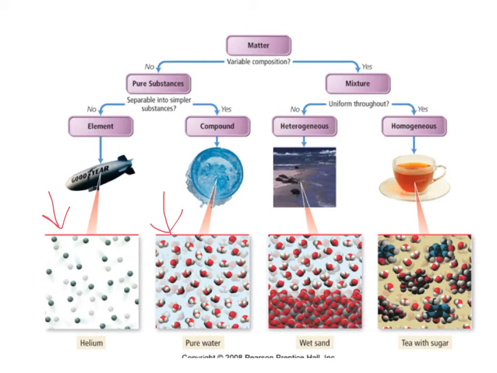So for example, with wet sand, they're showing you water particles mixed with sand particles, and the sand particles are gray. And with this one, tea and sugar, they're showing you sugar particles, water particles, and tea particles all mixed together. So a mixture, not surprisingly, is a mix of several different pure substances. They could be elements or they could be compounds. The air around you is a mixture of a whole bunch of different elements and compounds.